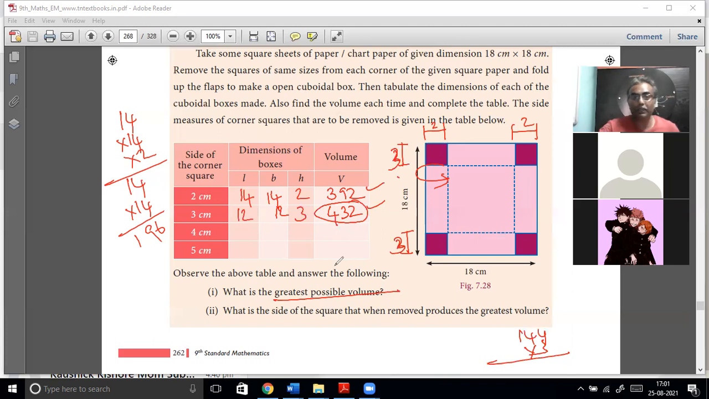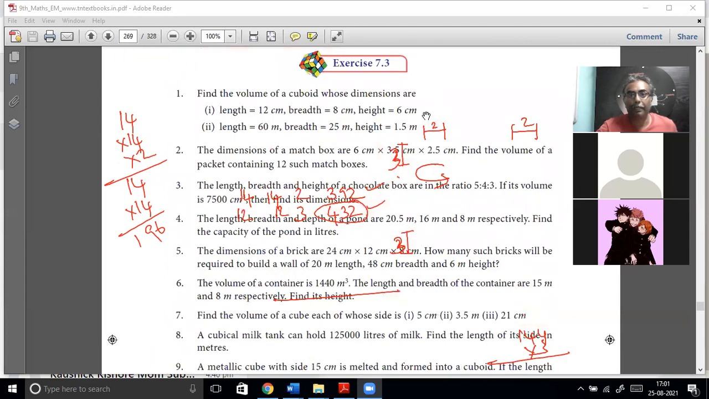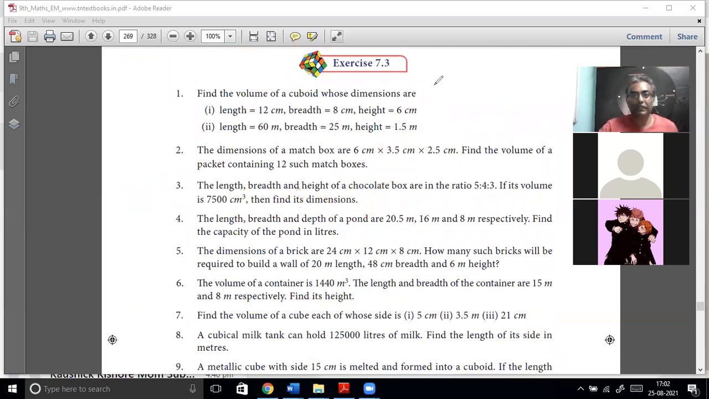Very nice. Let us go to the real exercise, Exercise 7.3. We finished exercise 7.3 for you, Sandhya. No, uncle. Okay, let us finish exercise 7.3. Exercise 7.2 MCQs you have to do. We'll do the second sum. The first sum you do as homework. Exercise 7.3 first sum is homework. Second sum we'll do.